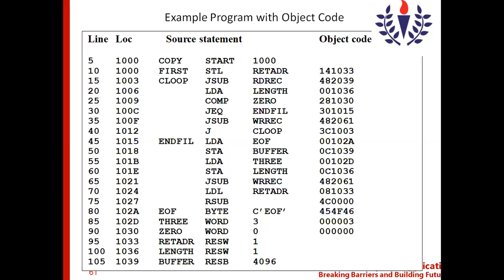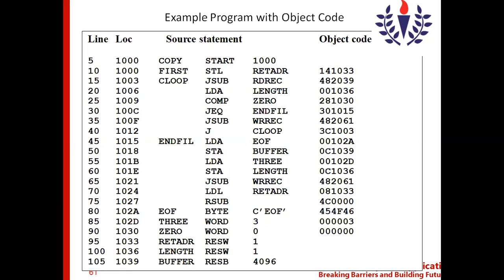As I already told you when we were discussing the memory in SIC and SIC/XE, the consecutive 3 bytes will form one single word. So 1 represents one word, and one word is nothing but 3 bytes. So 3 bytes of storage is reserved for the label RETADR.